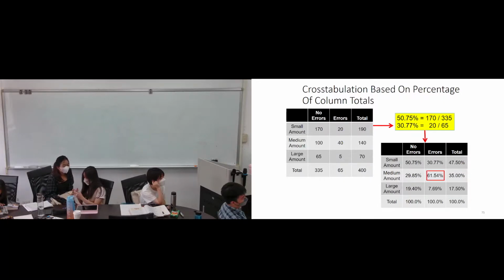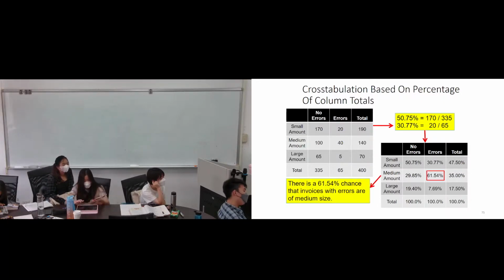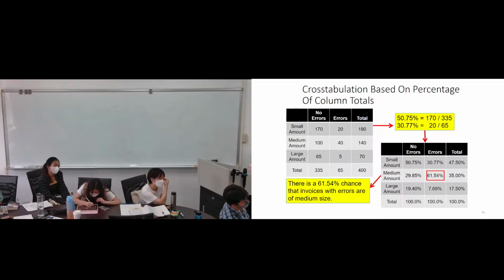Now let's see 61.54%. How do we interpret that? Well, for the invoices that have errors, 61.54% of them are median amount. Questions?